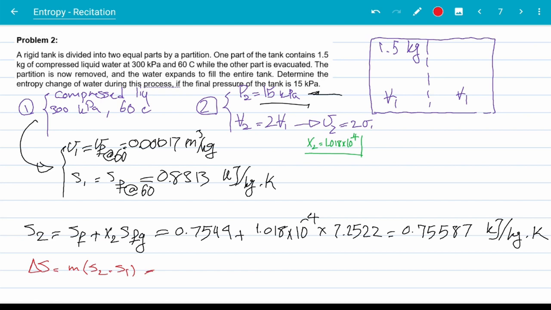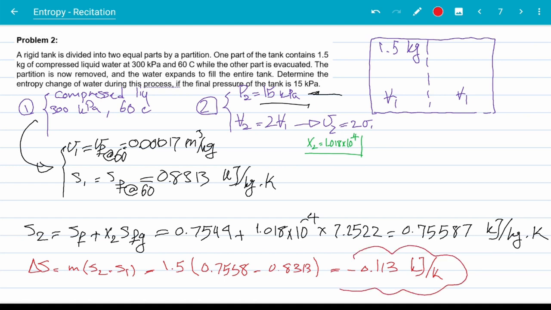Finally, I can say the change of entropy is mass times s2 minus s1, which for this problem is 1.5 kilograms of water times s2, 0.7558, minus s1, 0.8313, which gives us minus 0.113 kilojoules per Kelvin.